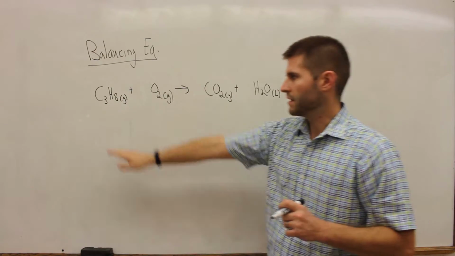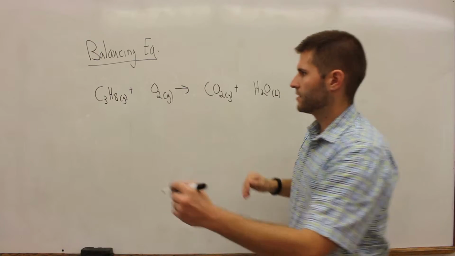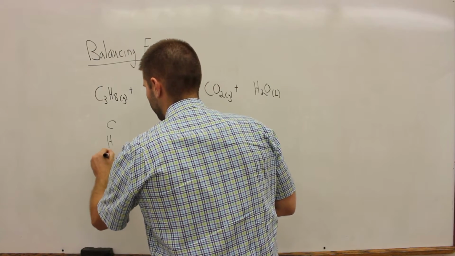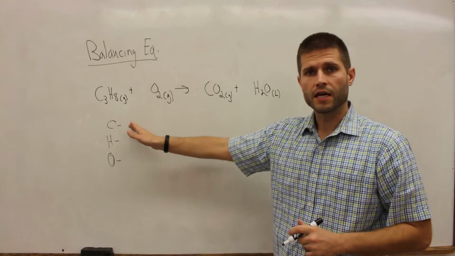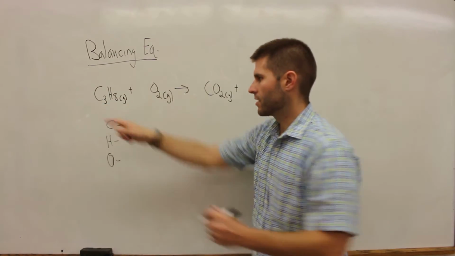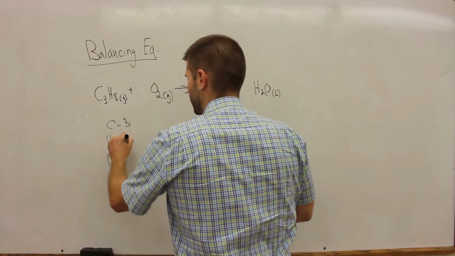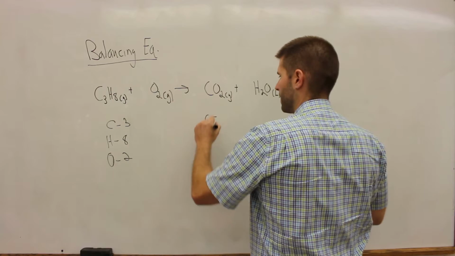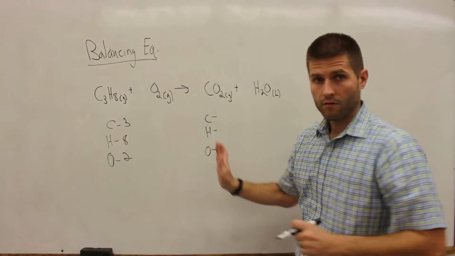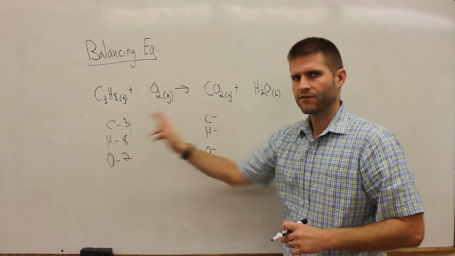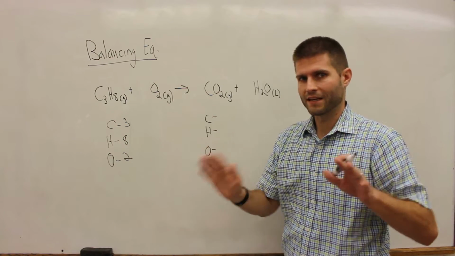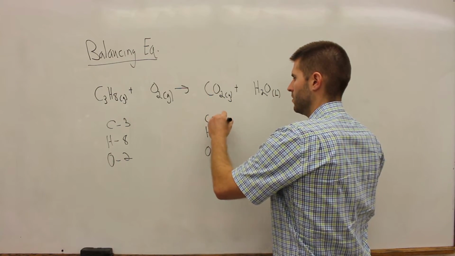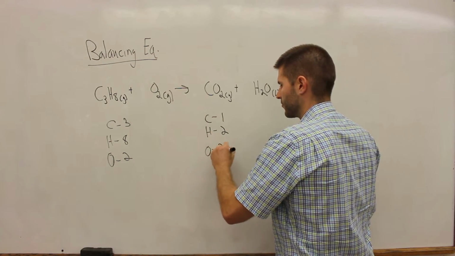I start by listing all the elements on both sides. So we have a carbon on the left, a hydrogen on the left, and an oxygen on the left. I count the number of times that element appears on the left side of the arrow. So there are 3 carbons, 8 hydrogens, and 2 oxygens. I do the same thing over on the right: carbon, hydrogen, oxygen. If you're doing this procedure and you see an element that's on the left that's not on the right, something's gone wrong, so that's not a proper reaction. They have to have the same elements on both sides. We count on the product side 1 carbon, 2 hydrogens, and 3 oxygens.